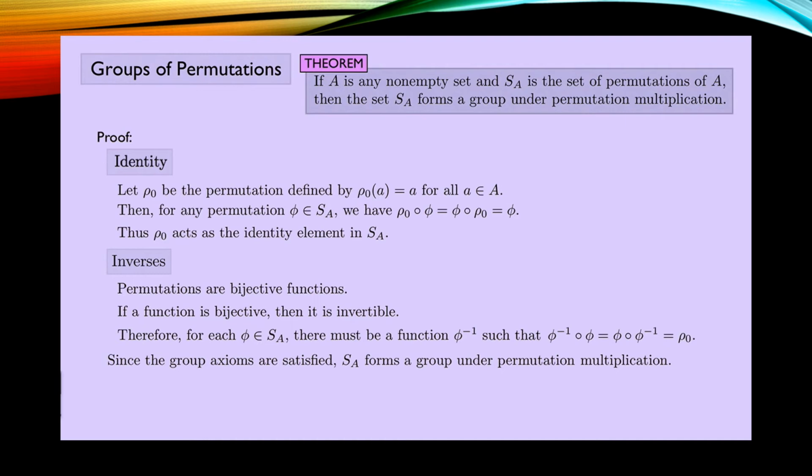In inverses, permutations are bijective functions. If a function is bijective, then it is invertible. Therefore, for each phi belonging to S sub A, there must be a function, the inverse of phi, such that inverse of phi composed with phi is equal to phi composed with inverse of phi, which is equal to P sub 0. Since the group axioms are satisfied, S sub A forms a group under permutation multiplication. So these are the properties of the group of permutations.